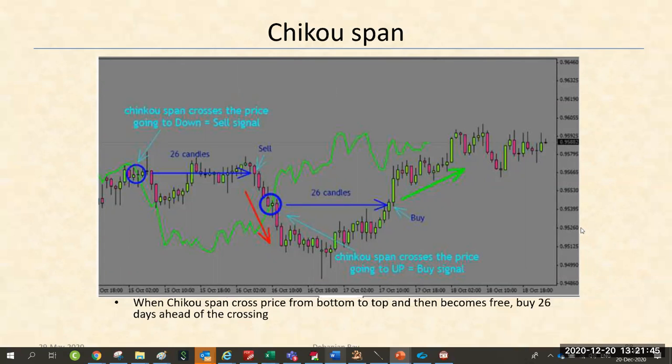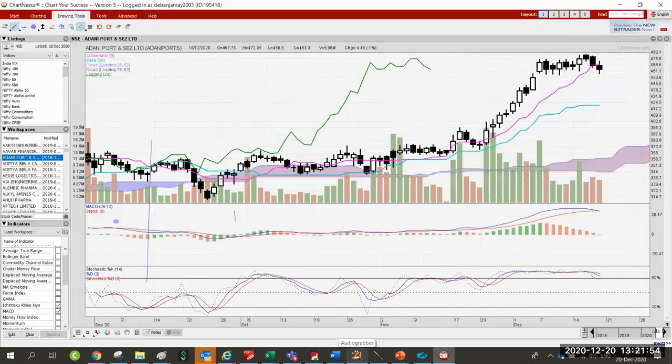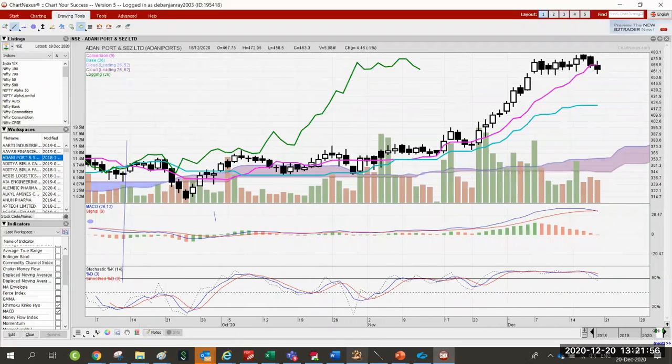Show me an example. Okay, let's see one of the banks. Now let's see the example. This is Adani Port. Here I have to go back 26 candles first of all. So what I do, I draw this 26 candle graph, and I take that, and then this is the day. Now I move this one here.